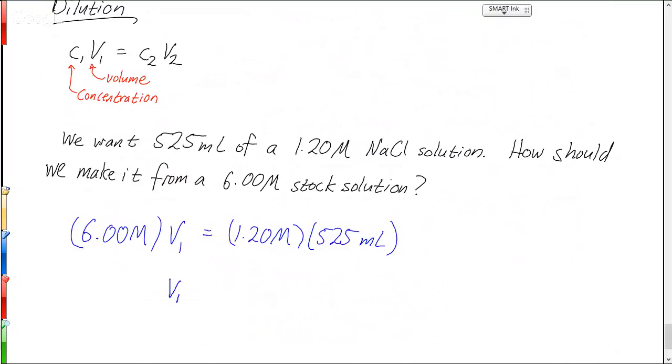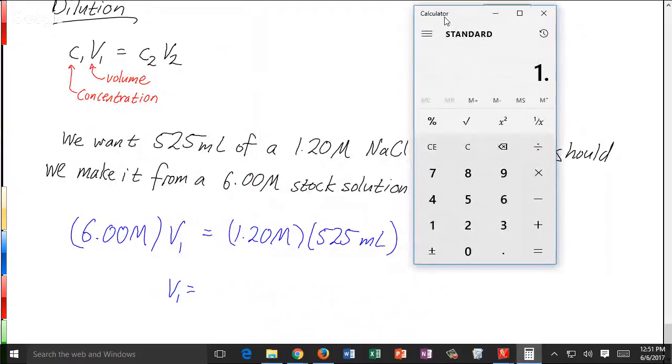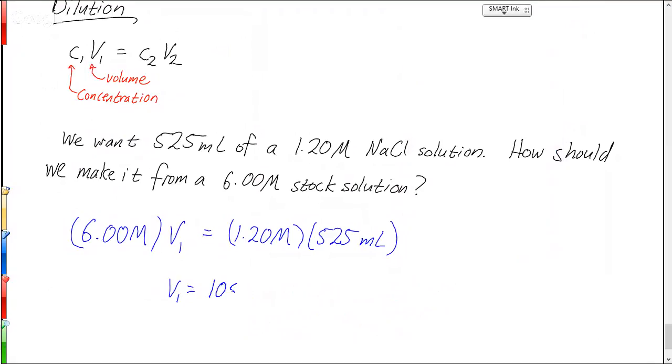All right, so you'd solve this for V1 using your algebra skills. So 1.2 times 525 divided by 6. And so that tells us we need 105 milliliters. So how we would make this is we would take 105 milliliters of our 6 molar solution, add it to whatever container, and dilute it so that the solution ends up at 525 milliliters. And then we can use that for whatever we're doing. So you see how that works? So you just solve. If the questions were the other way, same exact equation, you're just solving for the other side.